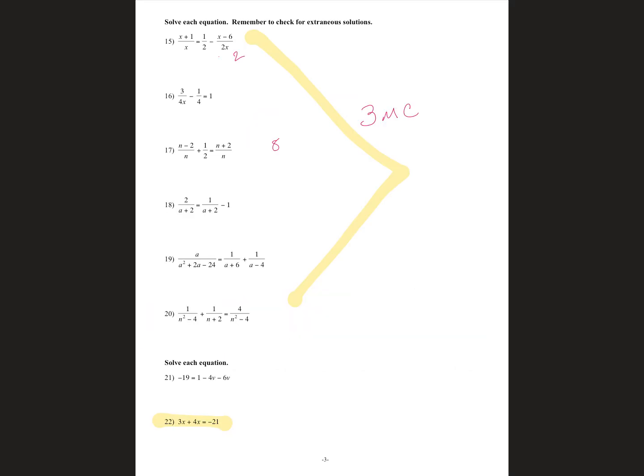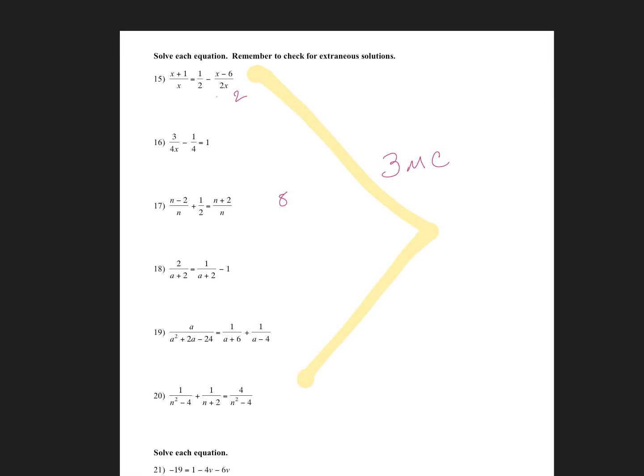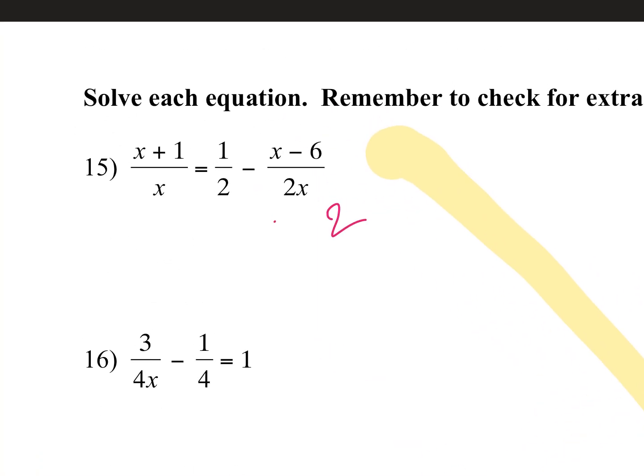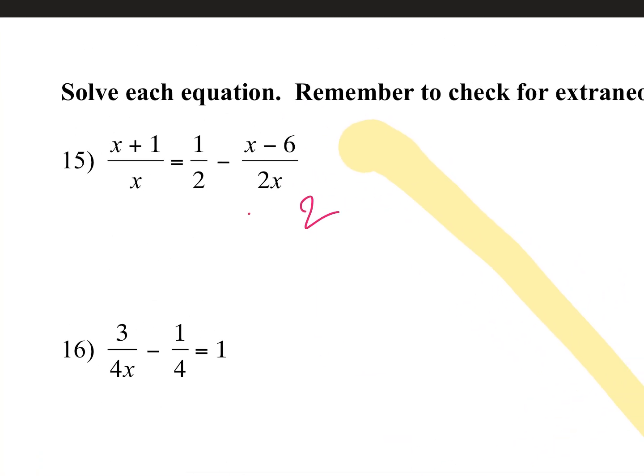Moving along, you have 3 multiple choice, guys, where you're solving rationals. I'm going to be quite honest with you. This is not our strong suit. I know it's not, okay? So some of you are going to have no problem with something like number 15.